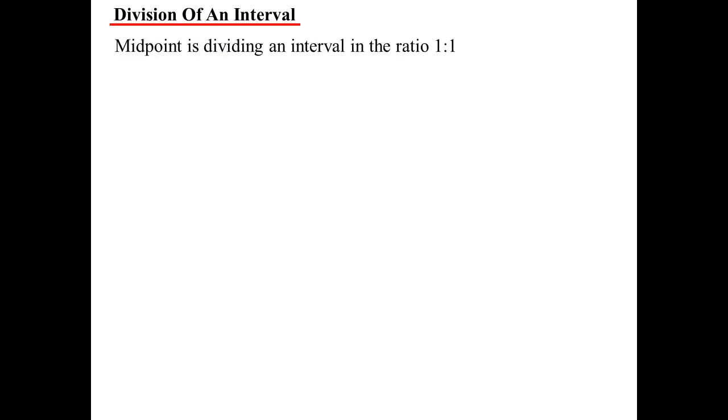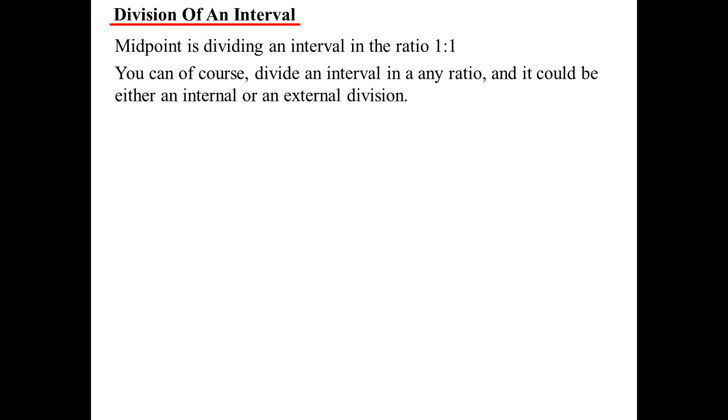So we know midpoint, of course. That divides a line in the ratio 1 to 1. But why 1 to 1? I mean, we can divide it in any ratio we like. So let me explain what a division of an interval is. Here's an interval AB. Now P divides it in some ratio.